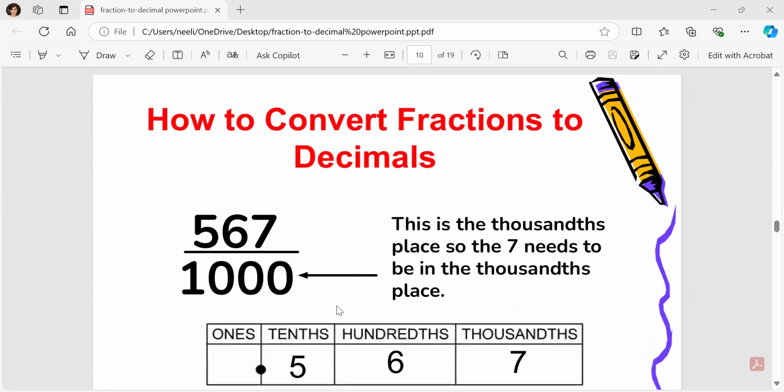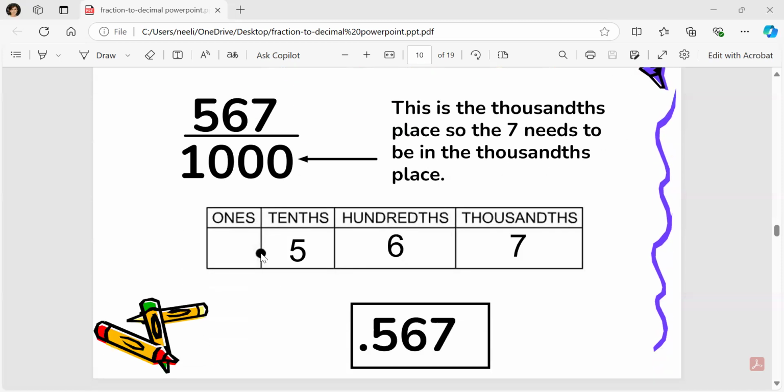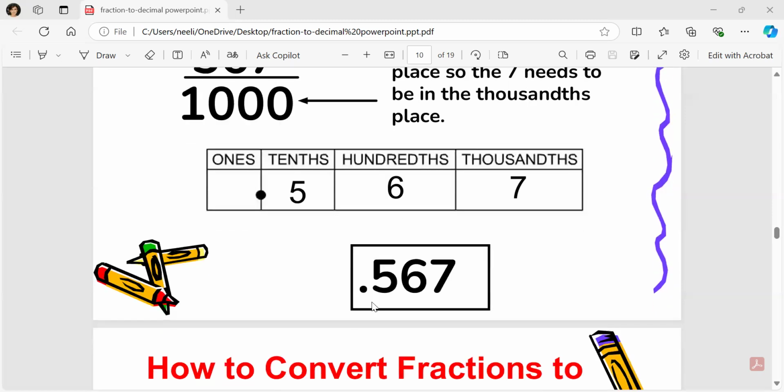Let's take another example. The other example is 567 upon 1000. Now in 567 upon 1000, you can see the number 7 is at the thousandth place. So what we'll do, we'll put the decimal in between ones and tenth place. You can see the decimal point here. 5 will come at the tenth place, 6 will come at the hundredth place, and 7 will come at the thousandth place. So the fraction 567 upon 1000 is written as 0.567.